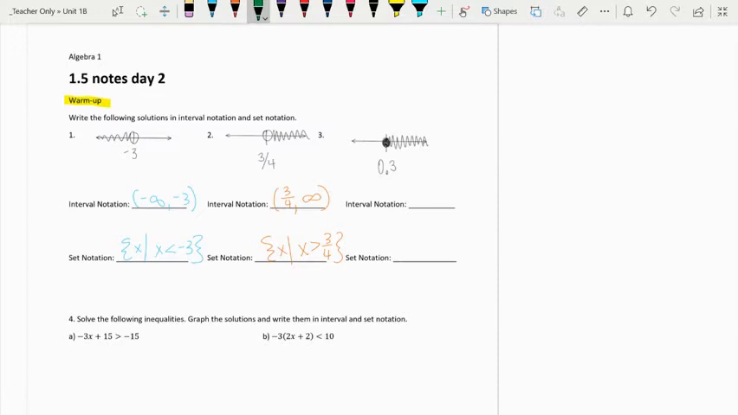And then our last one, all the way to the left is 0.3, which is a bracket because it's a closed circle, and then to infinity. Set notation would be squiggle, x such that x is greater than 0.3.